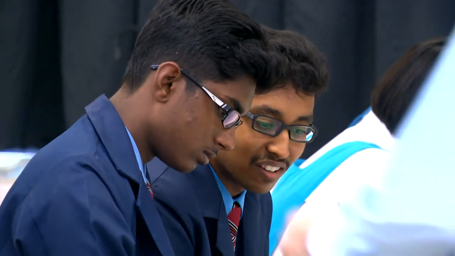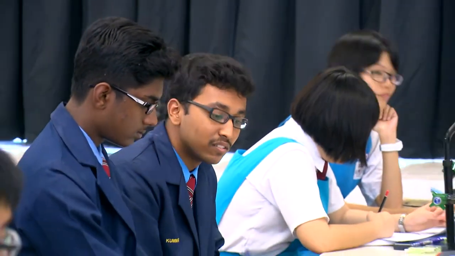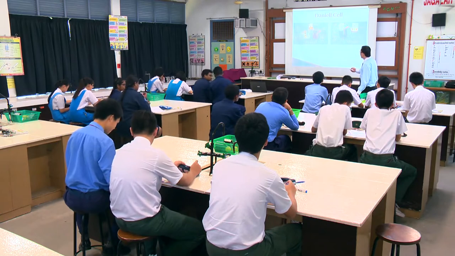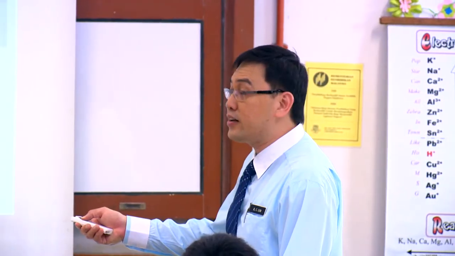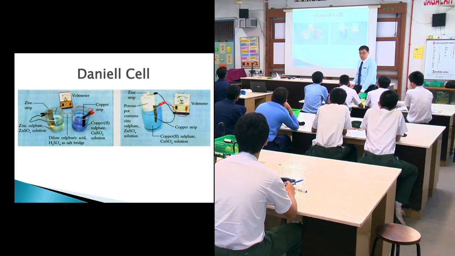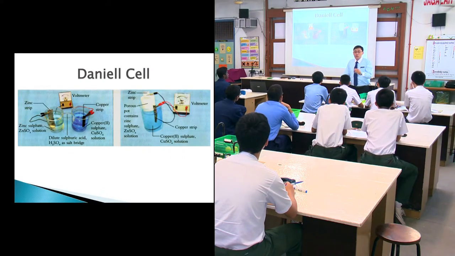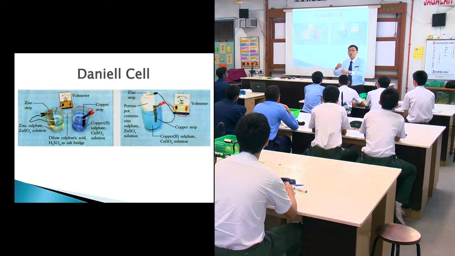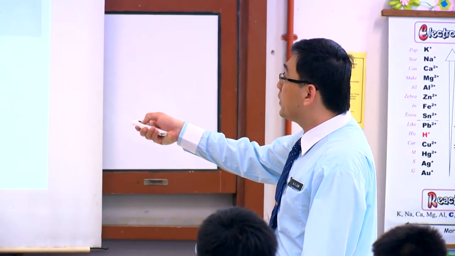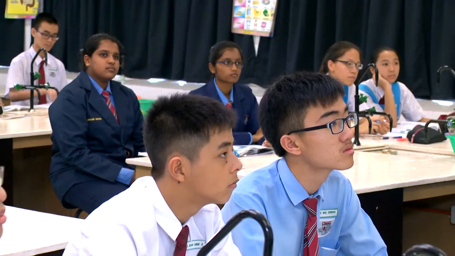Okay, just now I went around, and basically you all have the correct equation for the negative terminal. So now we know that this zinc strip is going to lose the electron, and this electron will follow the wire and move to the copper strip. The copper strip itself will gain the electron first, but this electron will go to the cation in the solution.